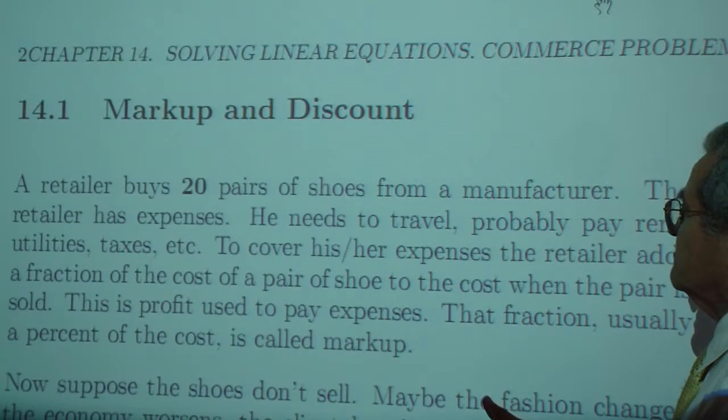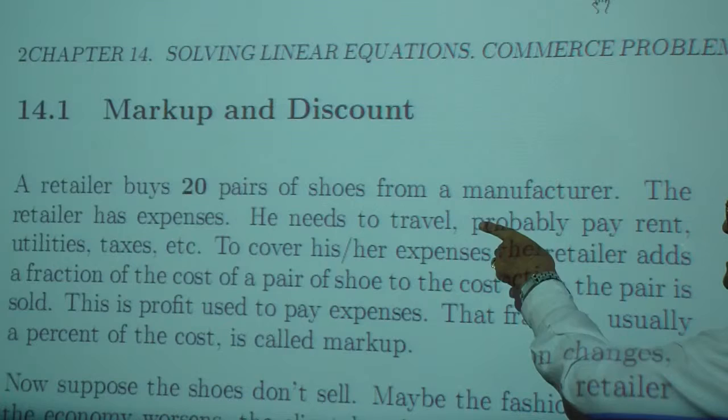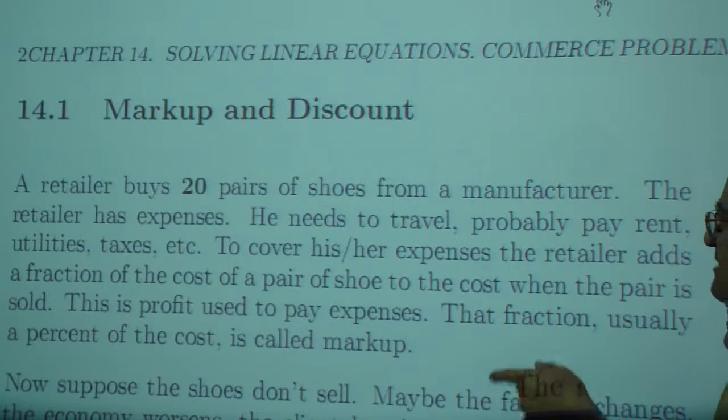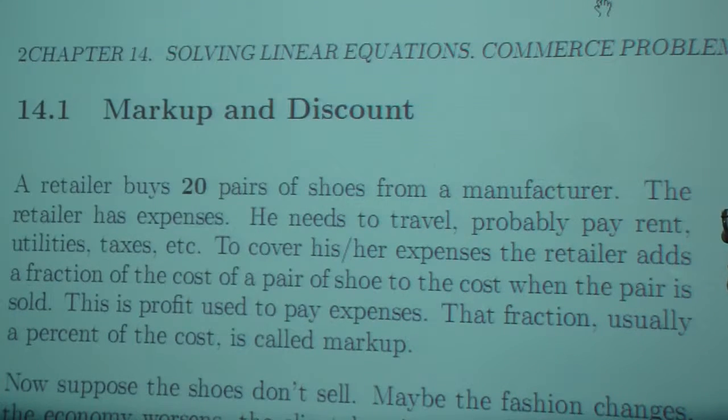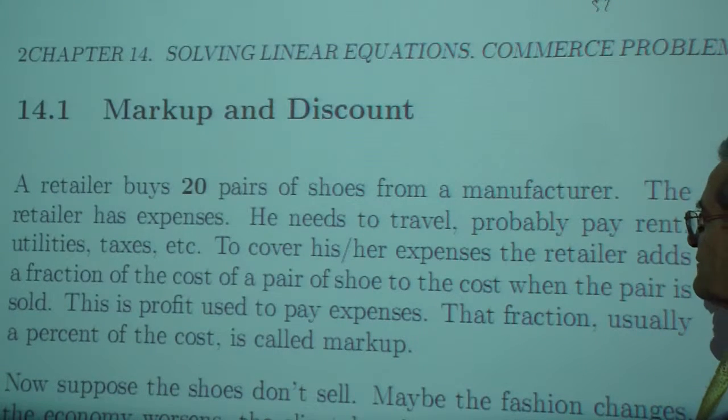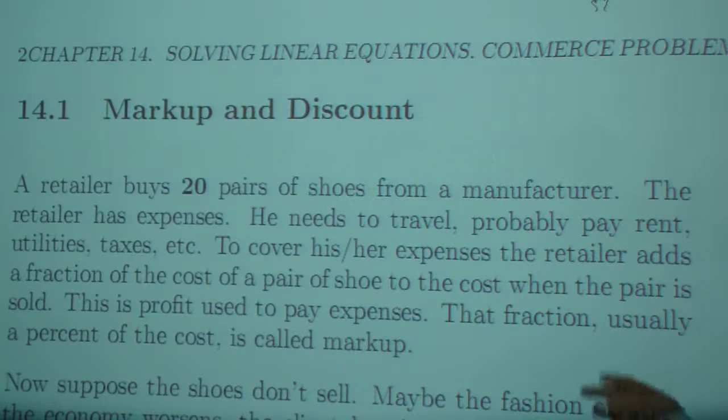So, example 1. A retailer buys 20 pairs of shoes from a manufacturer. The retailer has expenses. He or she needs to travel, probably to pay rent, utilities, taxes, and so on. And to cover her or his expenses, the retailer adds a fraction of the cost of a pair of shoes to the cost when the pair is sold. This is called profit. Profit is used to pay expenses. That fraction, usually a percent of the cost, is called markup.